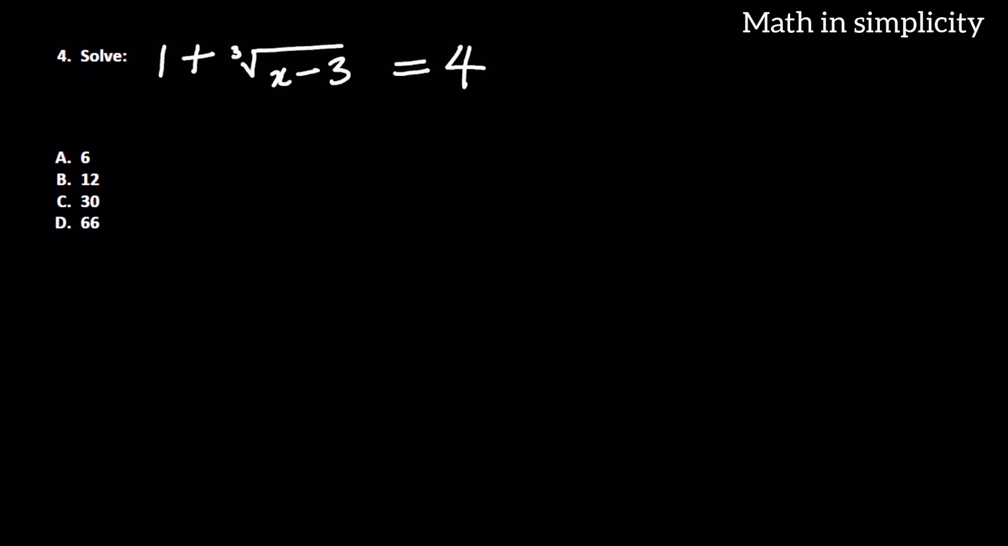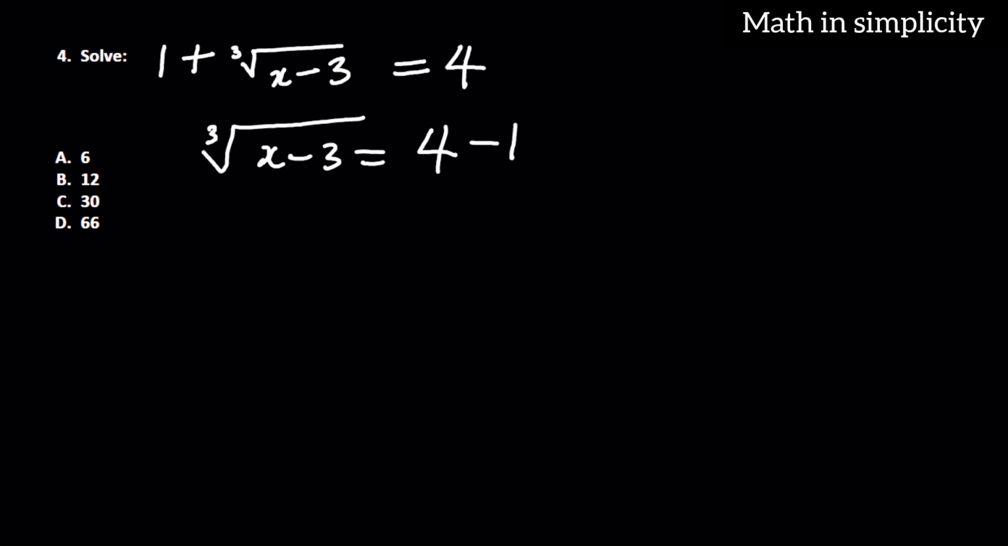For number 4, we have: solve 1 plus the cube root of x minus 3 equals 4. I think this is also indices, so we can just apply the laws. However, let's collect like terms first. So we're going to move 1 to the other side. This becomes the cube root of x minus 3 is equal to 4, and that positive 1 crossing becomes negative 1.